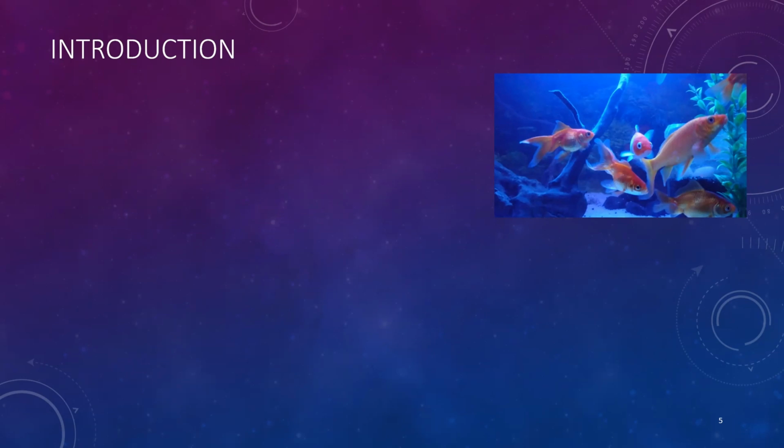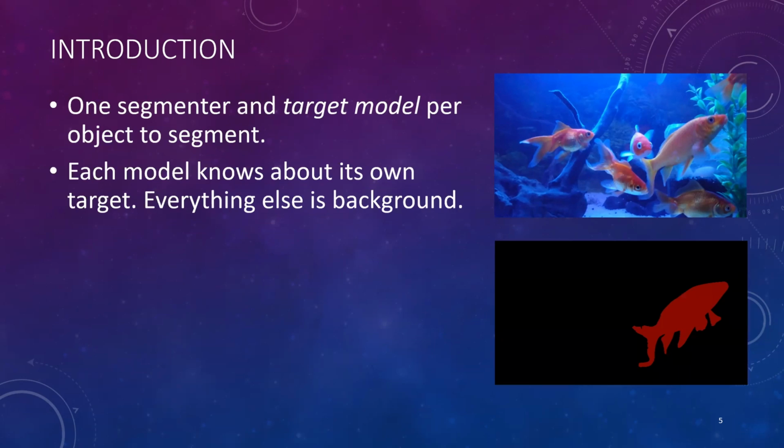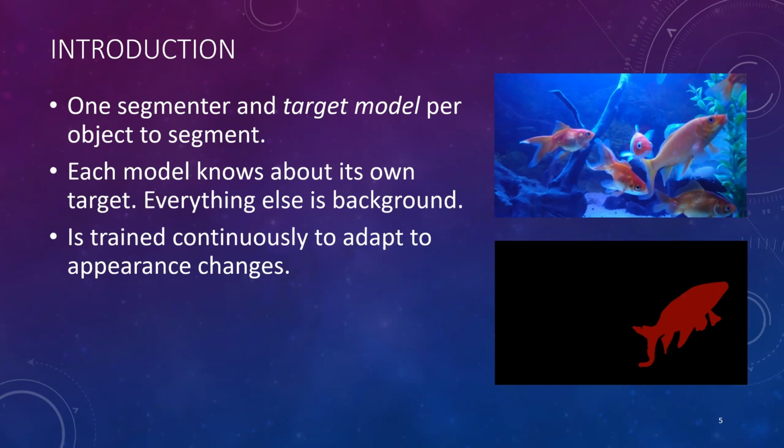The typical way to deal with this situation is to run multiple segmenters in parallel. Each one trains and maintains its own so-called target model. A target model can only recognize its own target and considers the others as part of the background. It's also trained and tuned continuously while the segmenter is running to adapt to changes in the target's appearance. And this is, of course, in contrast to neural networks that are trained in advance.